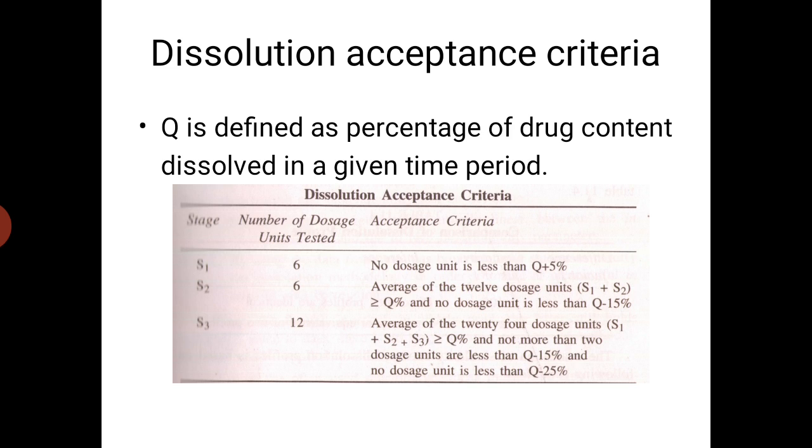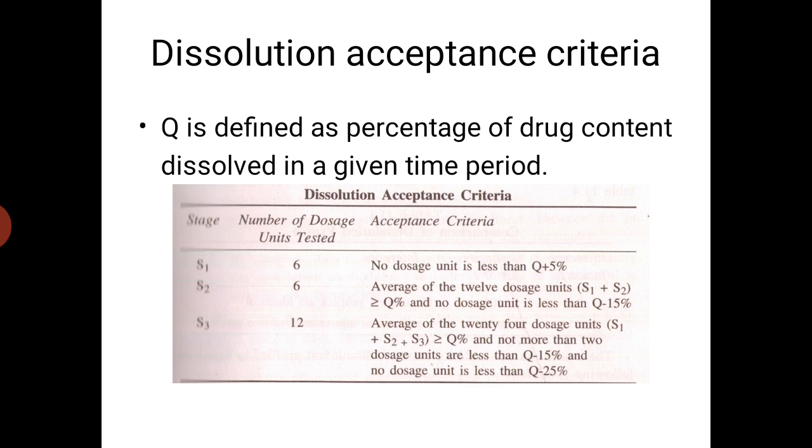Now the second thing you have to remember: any test we are performing, we should not perform on a single unit. We have to do it on multiple units. So for dissolution acceptance criteria, we have three different stages: stage 1, stage 2, stage 3. In the column in the display, you can see S1, that is stage 1, S2, that is stage 2, S3, that is stage 3.